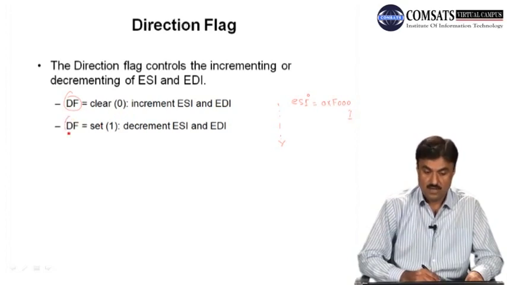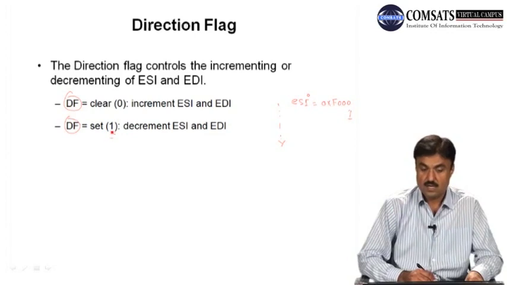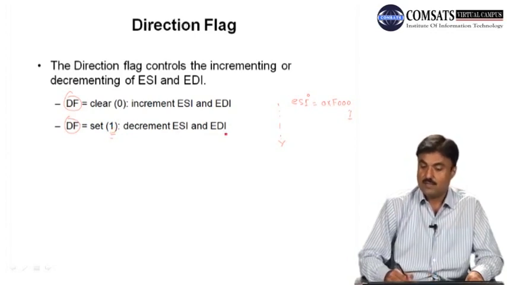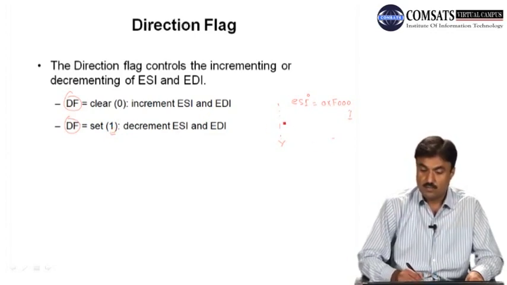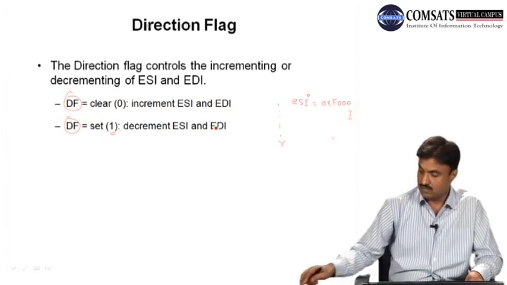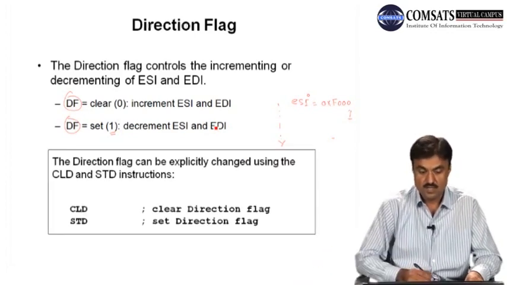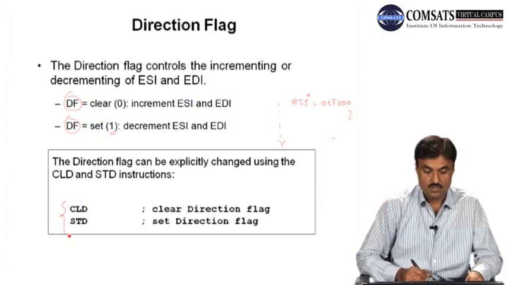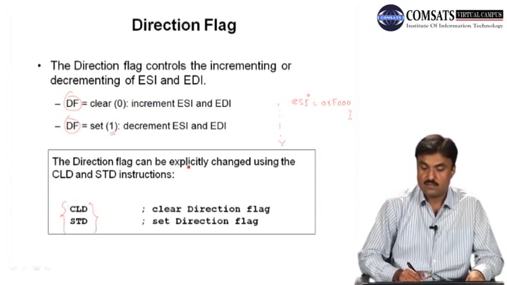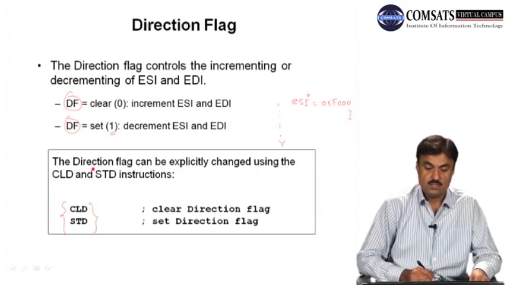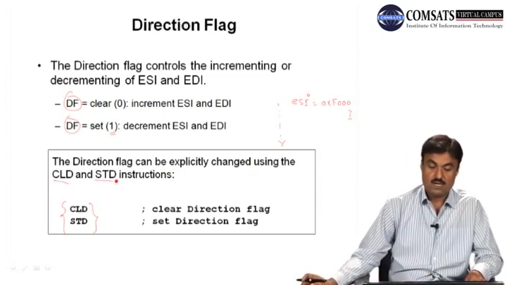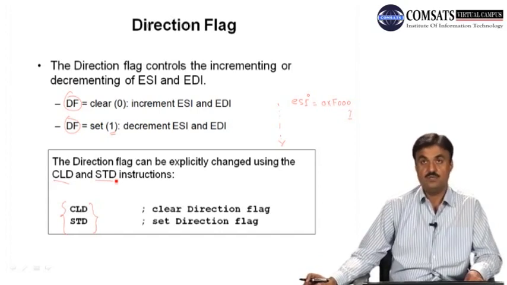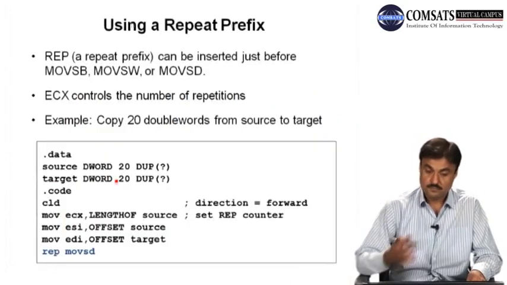If the direction flag is set to 1, then ESI and EDI both will be decremented, or we will move in the reverse direction. So here you can see there are these two instructions. The direction flag can be explicitly changed using the clear direction or set direction instruction. These two instructions are used to clear or set the direction flag.